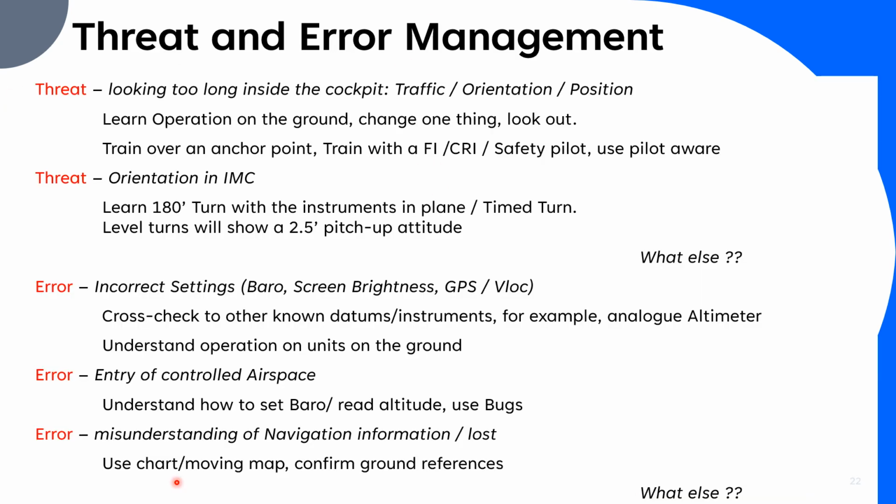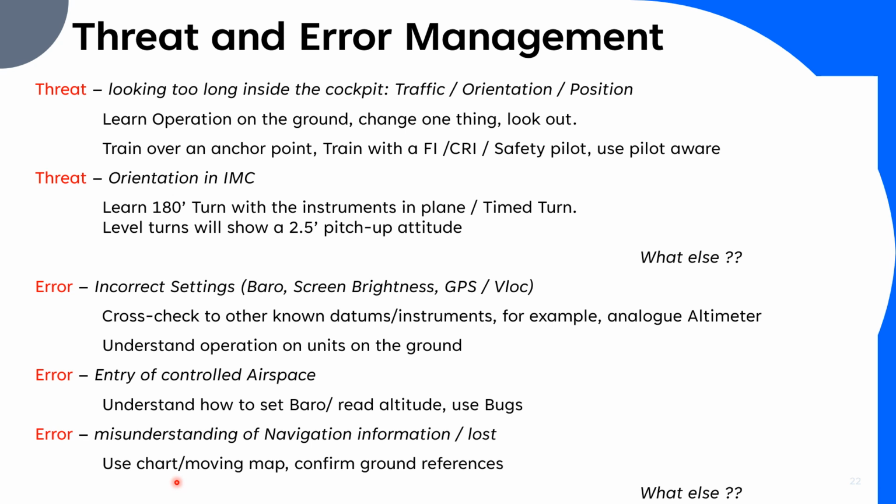In terms of threats and errors to manage, some of these will be when you're learning and some of these will be ongoing. A particular threat is spending too long looking inside the cockpit, missing other traffic or becoming disoriented. So learn as much as you can on the ground. And when using the device, change one or two things at once and look out, then change the next thing. Don't fixate on tuning in an entire frequency or changing all the settings without doing one or two at a time and then looking out to make sure you know where you are and you're looking out for other traffic.